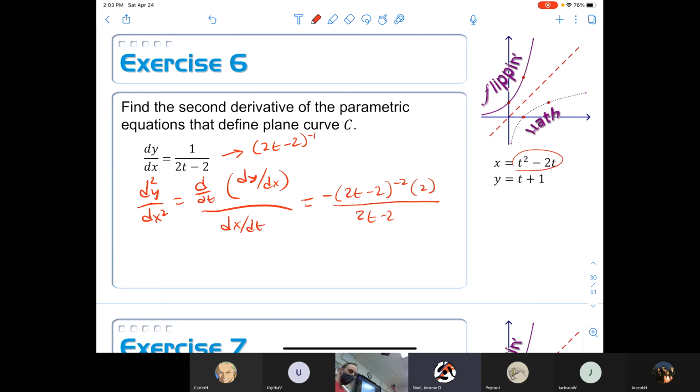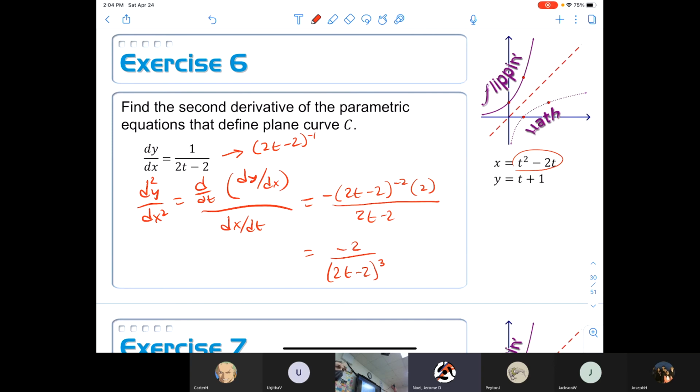And then just clean this thing up. -2 up top. Bring these things down to meet their friends. (2t minus 2) to the 3rd power. It's wrong too. There's another way.